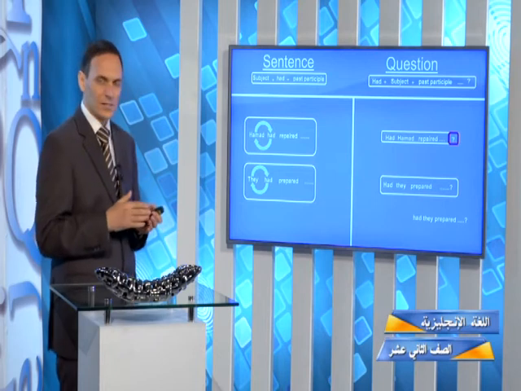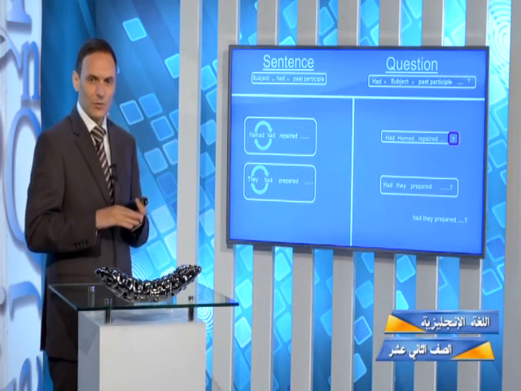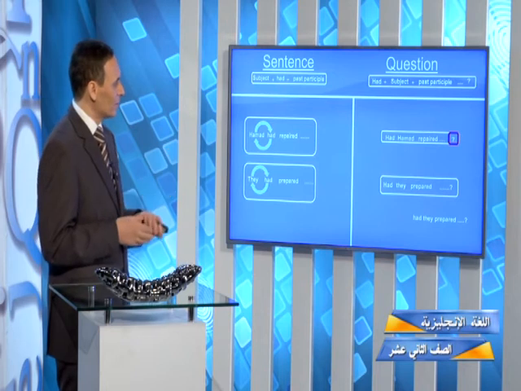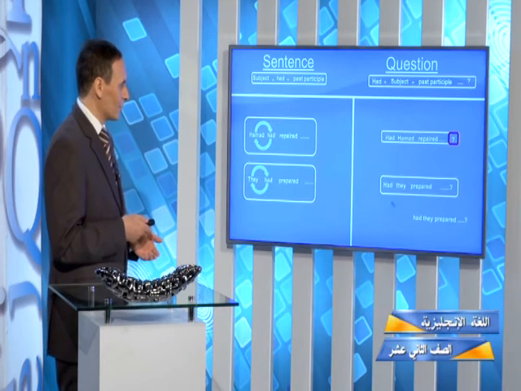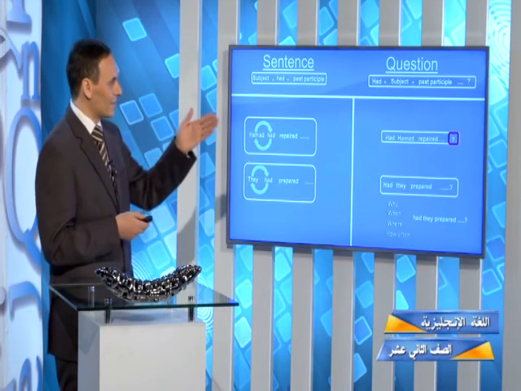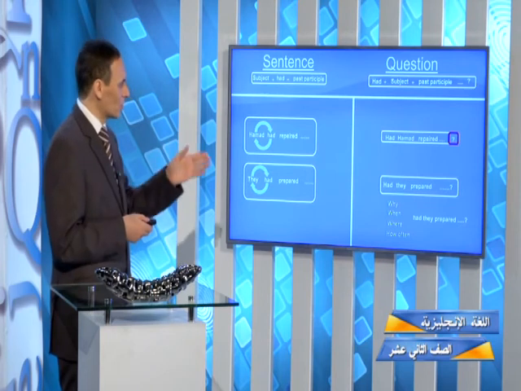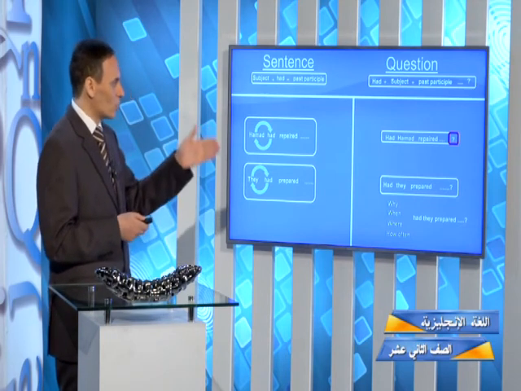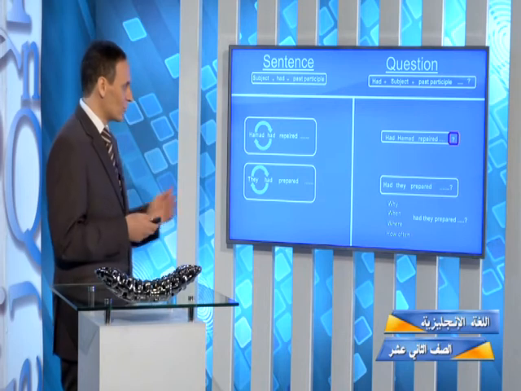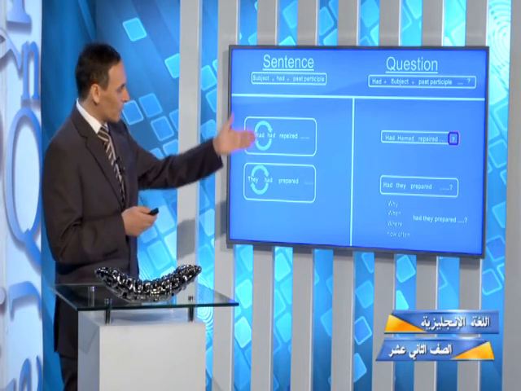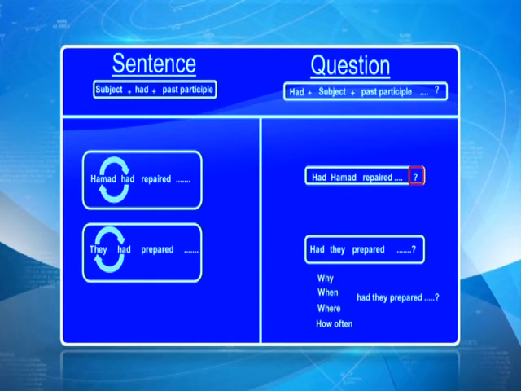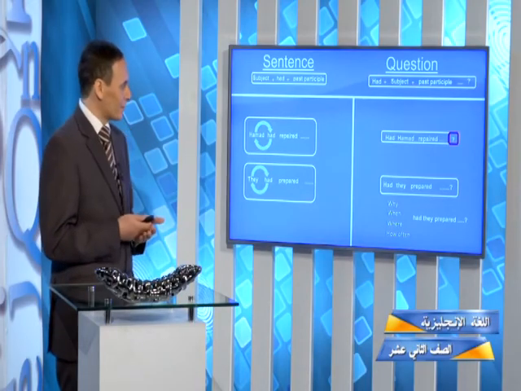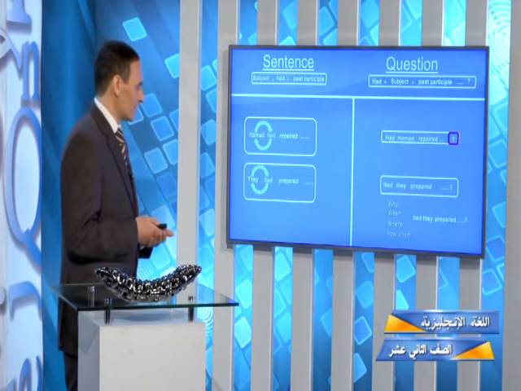But what if you want to ask about time, about place, about reason, or something else? So here you need to just use the WH question word at the beginning of your interrogative sentence. So you say, why had they prepared for the competition, or when had they prepared for the competition, or where had they prepared, and so on and so forth. Okay, so it's very easy, it's very simple. All you need to do is just use the appropriate question word, and you end up with a fully accurate and correct interrogative sentence or question.